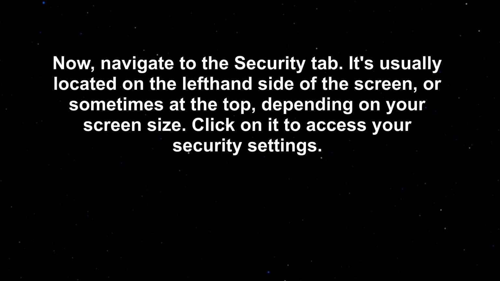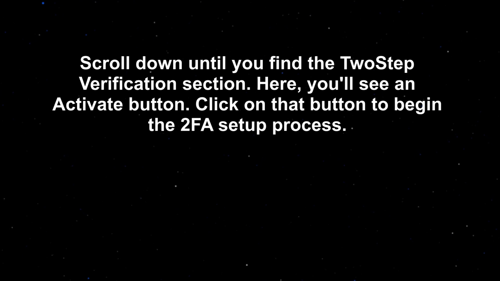Now, navigate to the Security tab. It's usually located on the left-hand side of the screen, or sometimes at the top, depending on your screen size. Click on it to access your security settings. Scroll down until you find the two-step verification section. Here, you'll see an Activate button. Click on that button to begin the 2FA setup process.